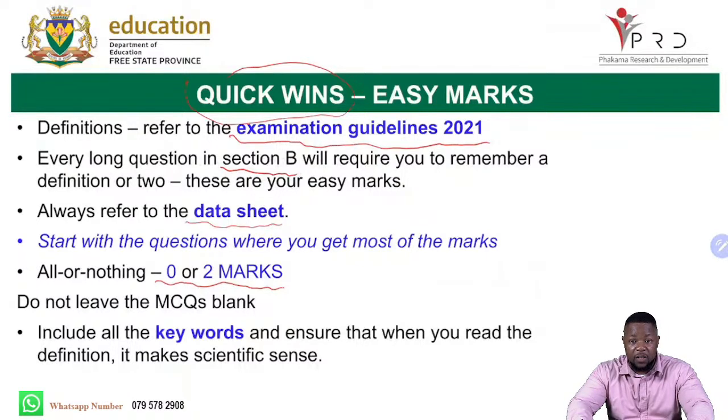When it comes to definitions, the ones accepted come from the examination guideline. If a definition is not as per the examination guideline, it is not going to be accepted. Definitions should appear as they are in the examination guideline with all the important keywords. There will be 0 or 2 marks awarded for all the definitions as they appear in the examination guideline. No partial marks will be awarded for the definitions.